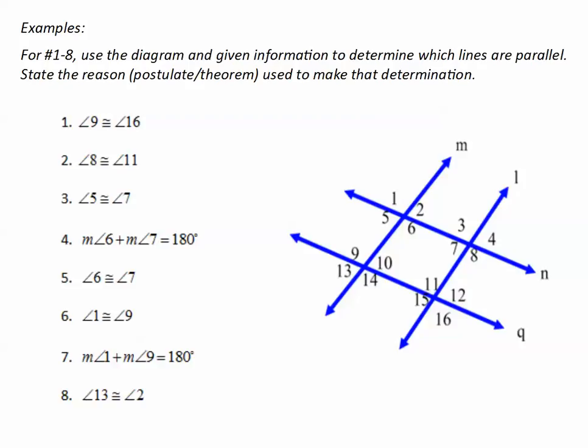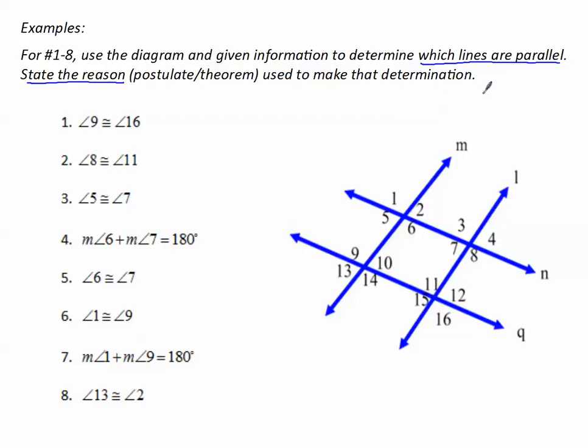Now let's do some examples where we use those postulates or theorems. For numbers 1 through 8, use the diagram and the given information to determine which lines are parallel. That's our goal. Which lines are parallel? State the reason. So that's the postulate or the theorem used to make that determination.